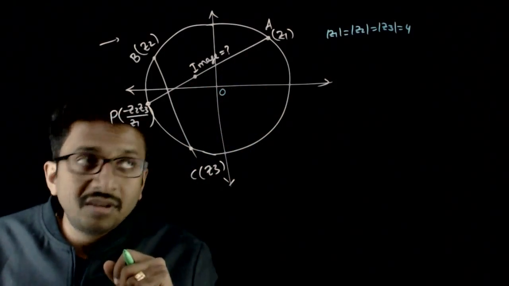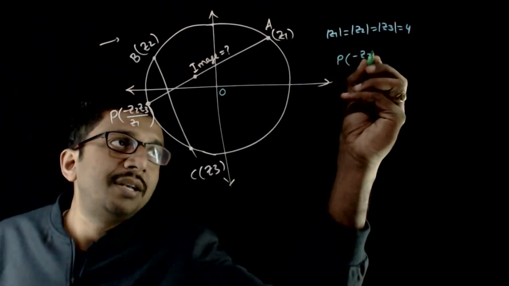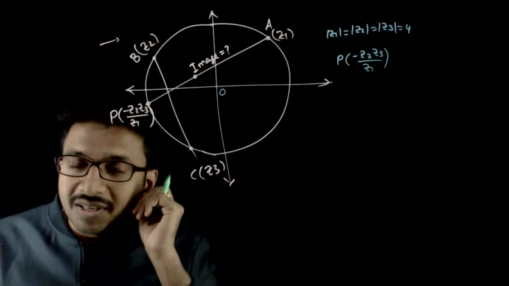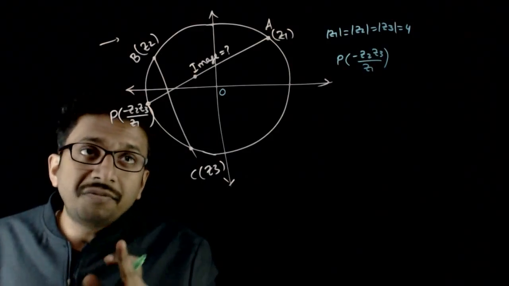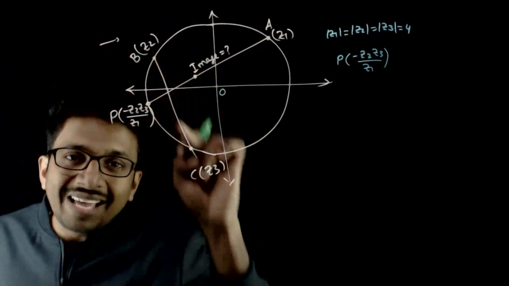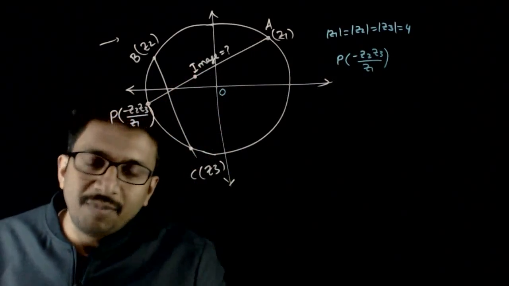Now you have a complex number p, which is minus z2 z3 by z1. So you have a complex number on this Argand plane. Now you're asked to find the image of this point with respect to the line BC. So what is the image of this point with respect to the side BC?